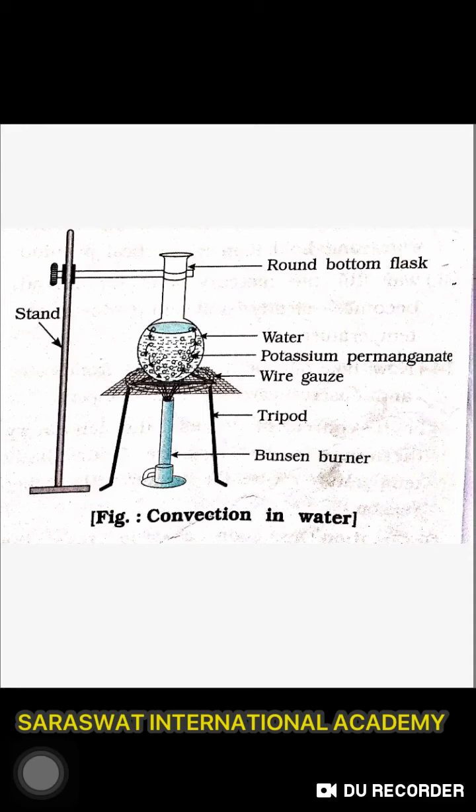This mode of heat transfer is known as convection. Convection is the process of transfer of heat in liquids. Got it? So, how does heat travel in air? In which direction does the smoke go?